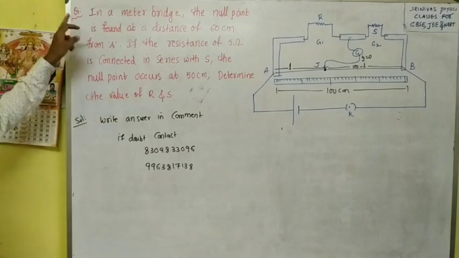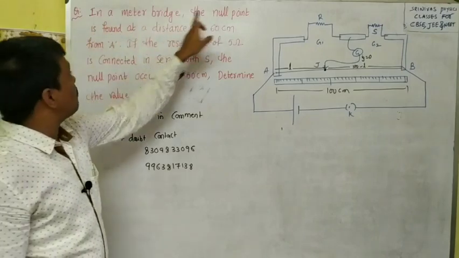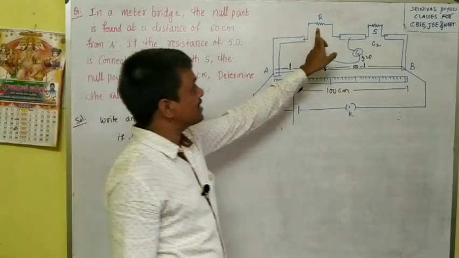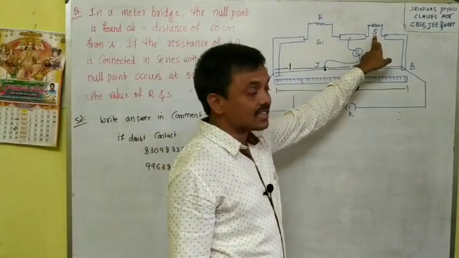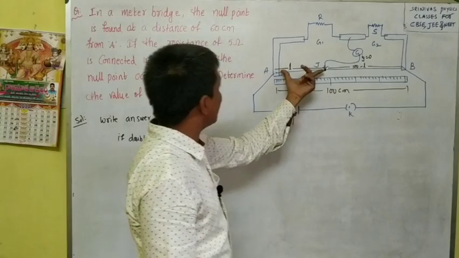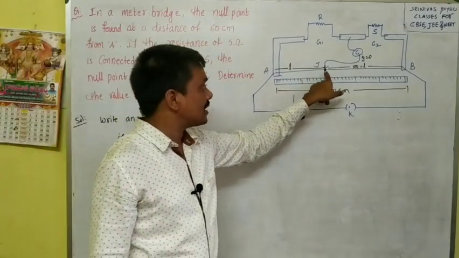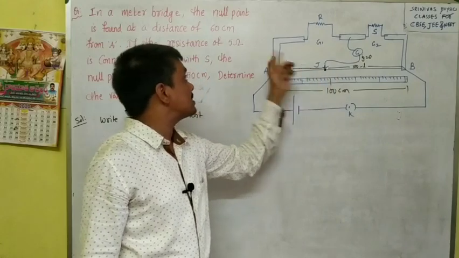Look at here, everybody. What is our question? In a meter bridge, the null point is found at a distance of 60 centimeters. This is the meter bridge. Here R is there, this S is there. Now the null point is obtained at L. The balancing length they gave is 60 centimeters, right? Here the null point, the balancing point, its length they gave as 60 centimeters.